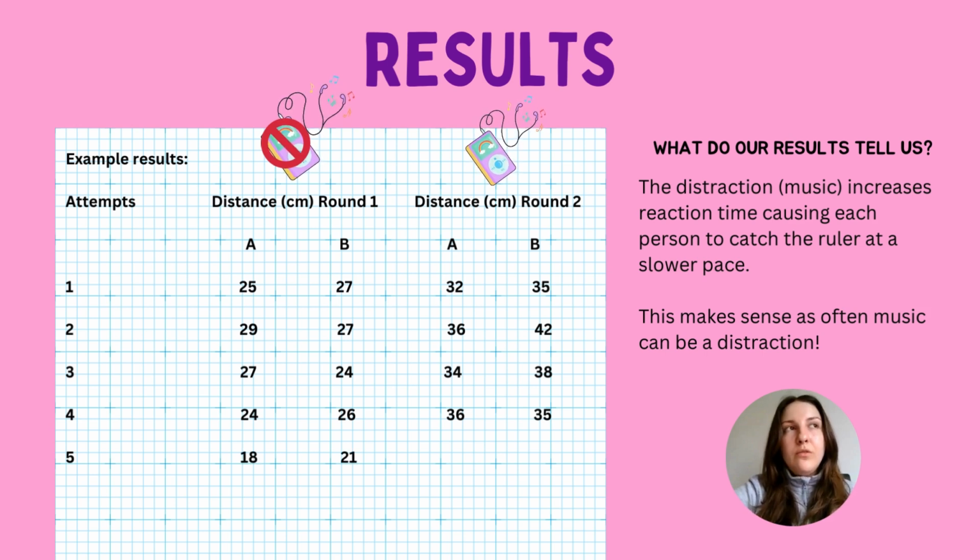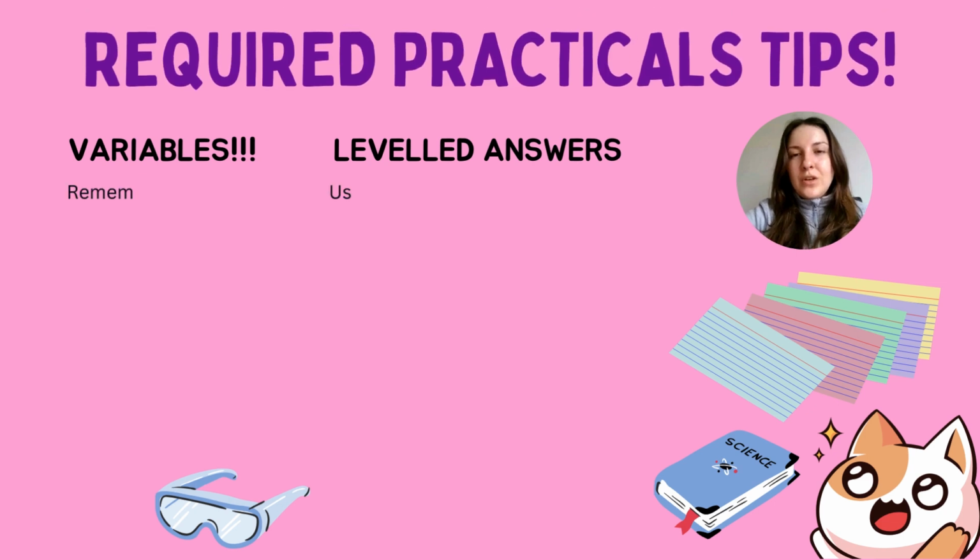Those sorts of things can also influence it. So if we were to do this on a clinical trial where you have strict guidelines, people who would do this practical would have the same amount of caffeine, the same diet, the same amount of sleep, all of that kind of thing to control the other factors that could affect reaction time, which leads me nicely onto some required practical tips and variables, which we're going to discuss now.